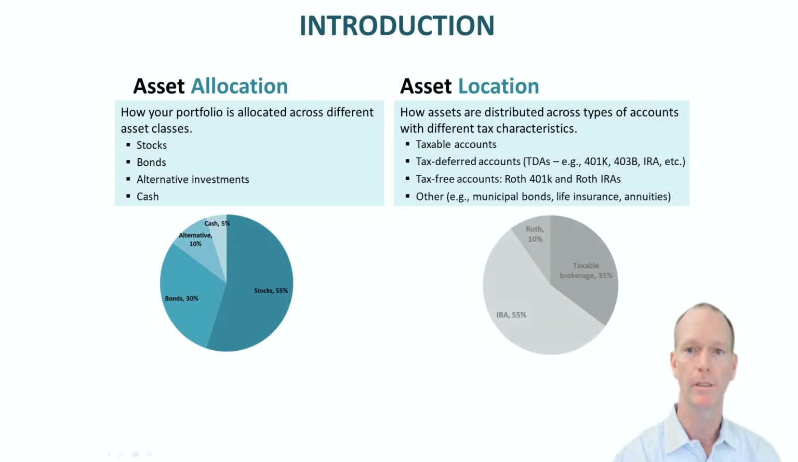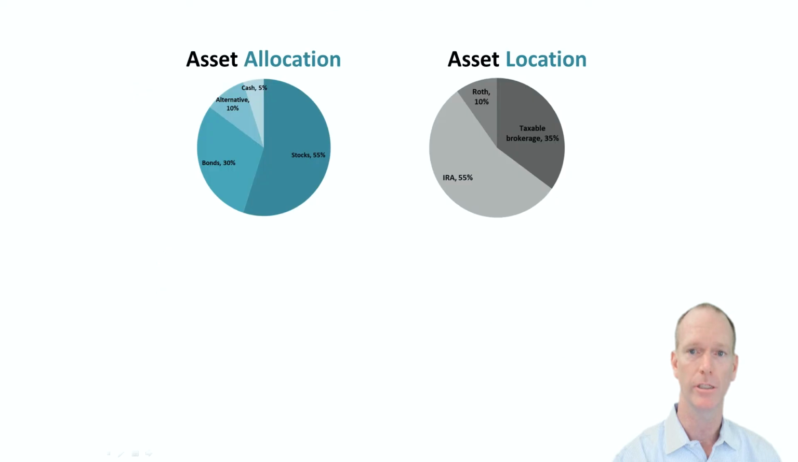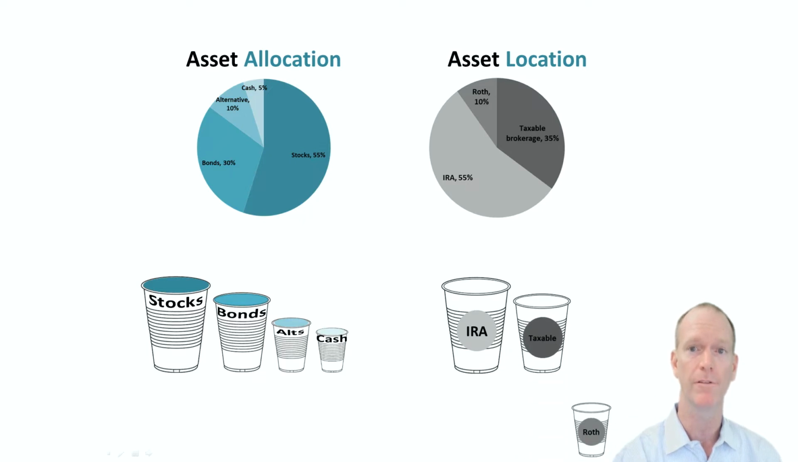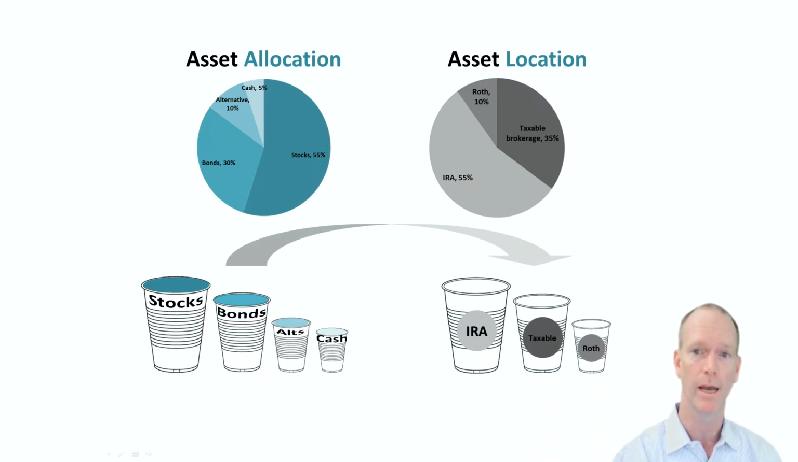One way to think about this is to think of your asset allocation as cups of different liquids, and then think of your different types of accounts as empty cups we have to pour that liquid into. If we have a stock allocation, do we put it in our IRA, our Roth IRA, or our taxable brokerage? That's what asset location is all about.